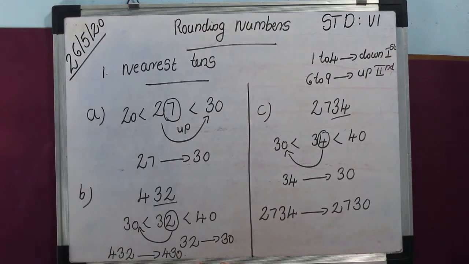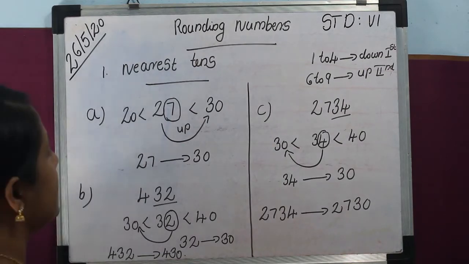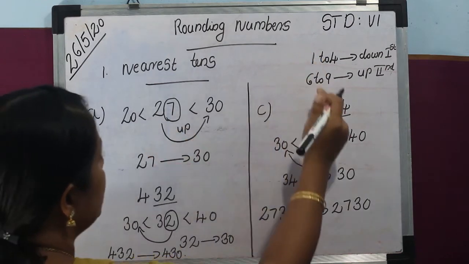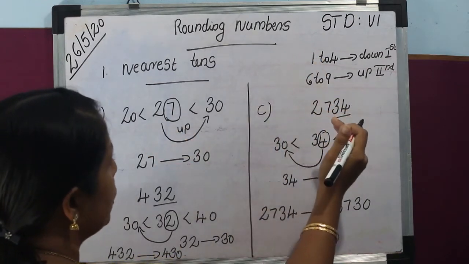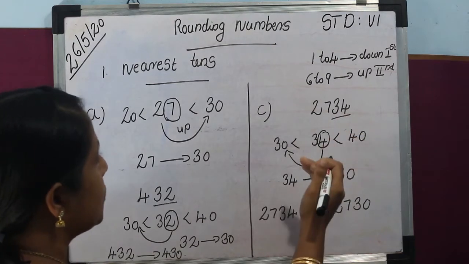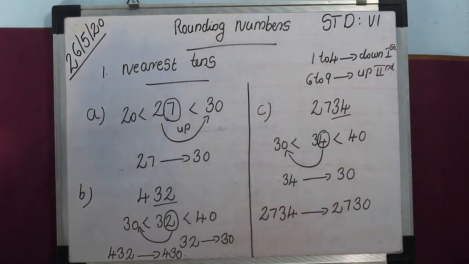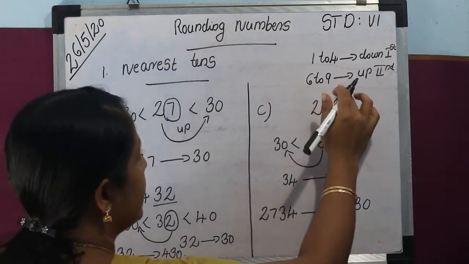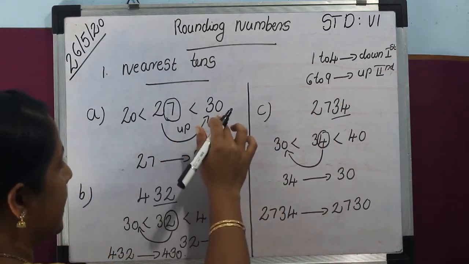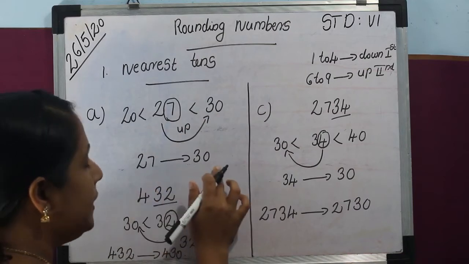Once again, I will explain. The first topic is nearest 10. I will explain with the help of some examples. The first number is 27. 27 lies between 20 and 30. Next we take the ones place value. Here the ones place value is 7. There are two categories: 1 to 4 belongs to the down category and 6 to 9 belongs to the up category. Here our ones place value is 7, so 7 belongs to 6 to 9. So it is rounded up to the next number, that is 27 is rounded up to 30.